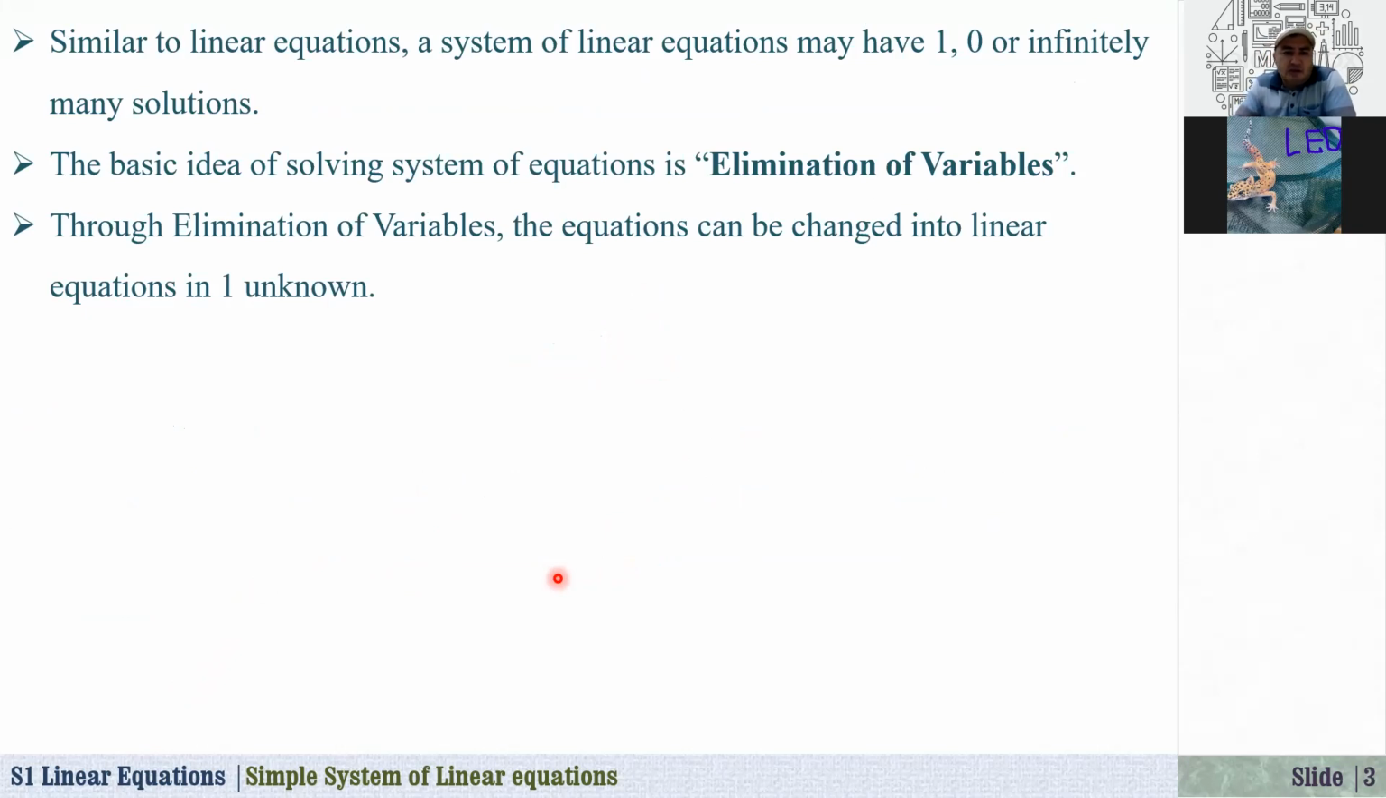So similar to linear equations, a system of linear equations may have 1 or 0 or infinitely many solutions. That's actually a theorem in math. It means that if you're given a system of linear equations, the system has no solution, or only one solution, or infinitely many solutions, if we are considering that our variables are any real numbers. So we don't have the case that the system has 2 solutions or 5 solutions.